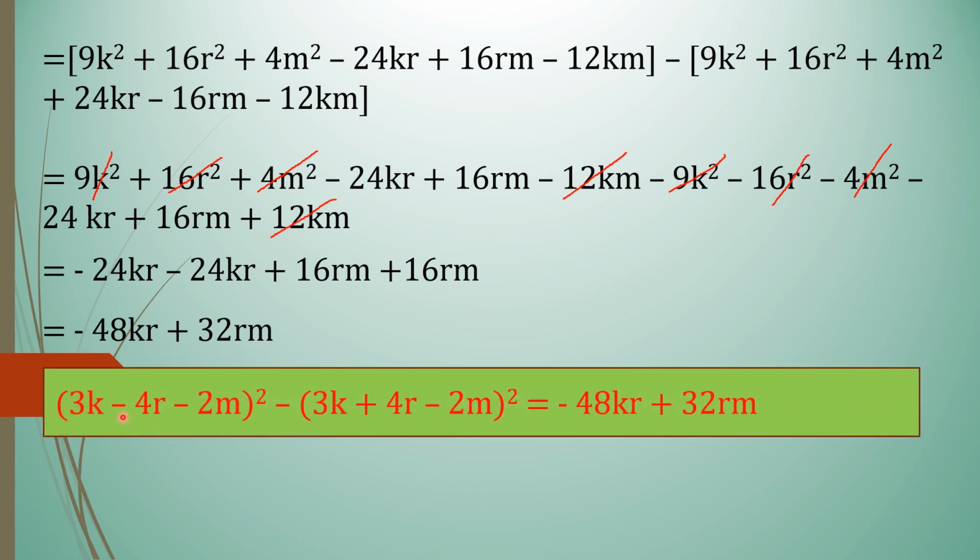So finally, you'll write down, student, 3k minus 4r minus 2m the whole square minus 3k plus 4r minus 2m the whole square equal to minus 48kr plus 32rm. I hope you understood the concept. It is just based on the formula. You have to use the formula properly, you'll get the answer. This chapter is very easy because this chapter is based only on formulas. If you learn the formulas by heart, it is very easy to solve.